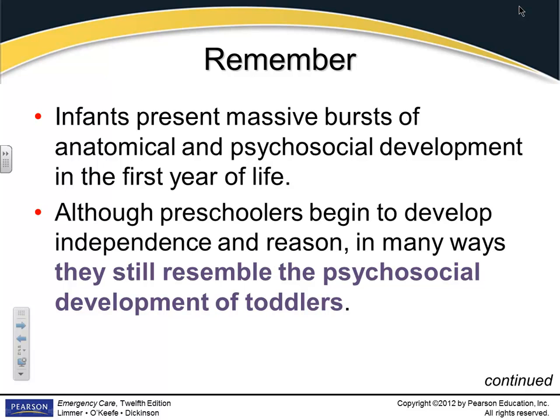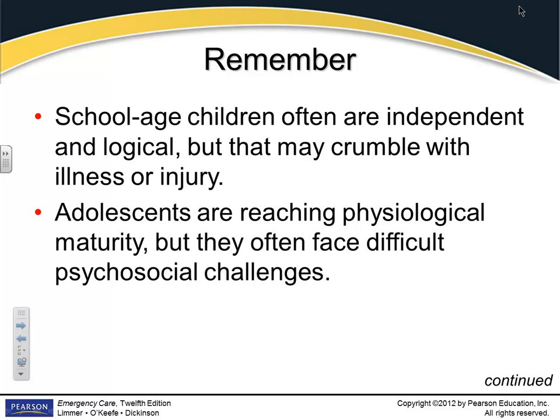Infants present massive bursts of anatomical and psychosocial development in the first year of life. That's well put, isn't it? Although preschoolers begin to develop independence and reason, in many ways they still resemble the psychosocial development of toddlers. School-age children are often independent and logical, but that may crumble with illness or injury, right? Probably a lot of you have seen that when such a big kid gets an injury, they can seemingly revert. I think that's just something you can expect with a child in that developmental stage.